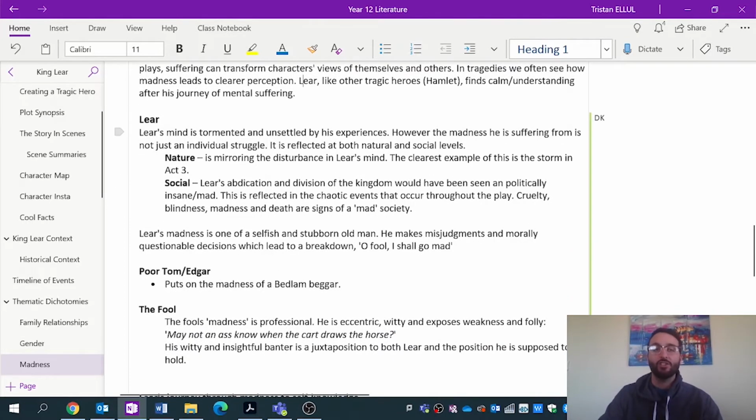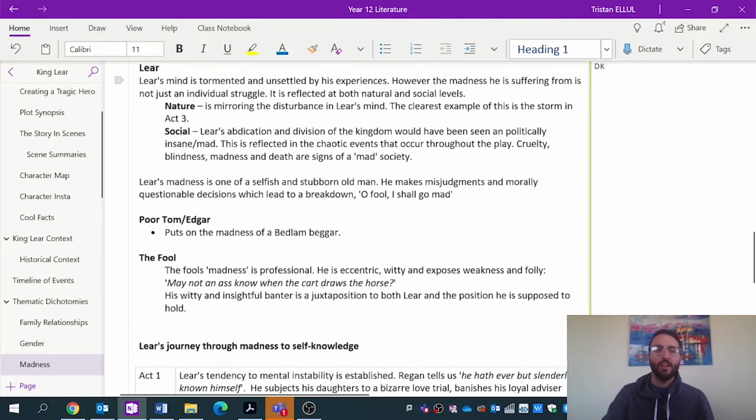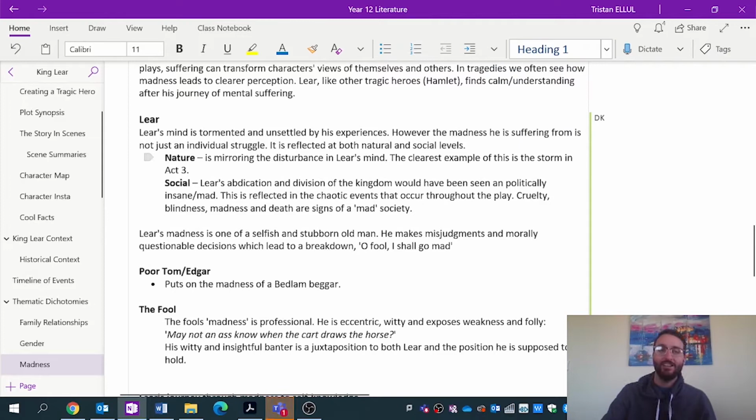So for Lear, Lear's mind is tormented and unsettled by his experiences. However, the madness he is suffering from is not just an individual struggle. It's reflected at both natural and social levels. So this madness of Lear, we can see in the storm, most obviously in nature, but also things like the eclipse that occurs and the surrounding natural elements of the world mirror King Lear's own journey.